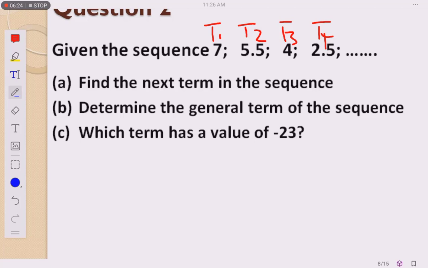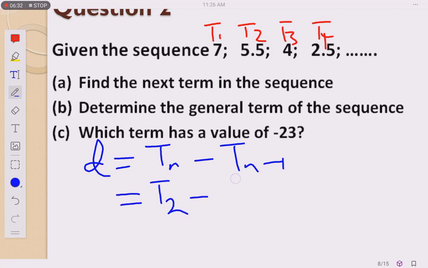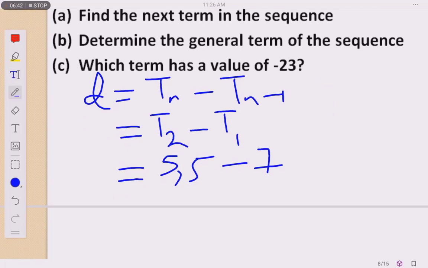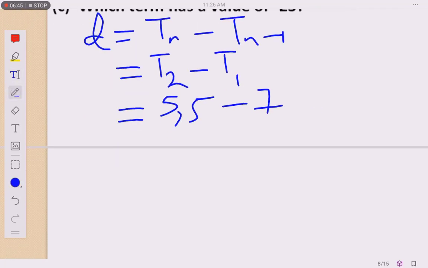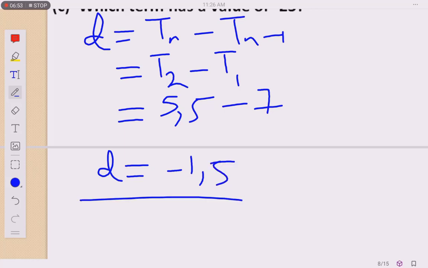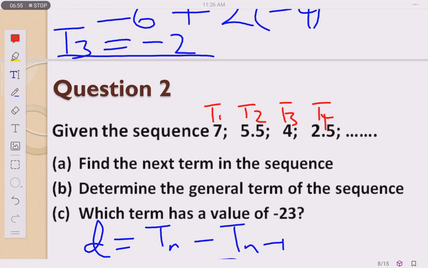Our D is equal to Tn minus Tn minus 1. So this becomes T2 minus T1, and I can have 5,5 minus 7. And our common difference D becomes minus 1,5.